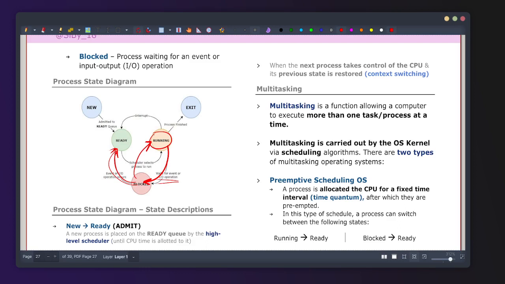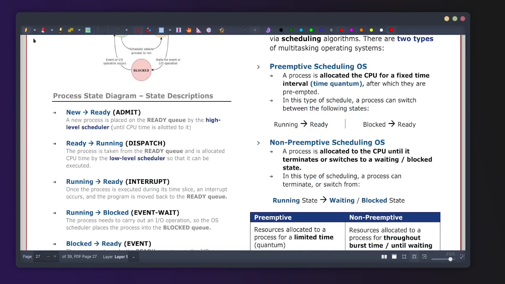So yeah, the process was initially running. For some reason it became blocked, but then it doesn't go back immediately to run. It will go back to the ready queue and wait for the CPU to call it back again. Right, so that's how those states change. We'll discuss those state changes in proper full form here.